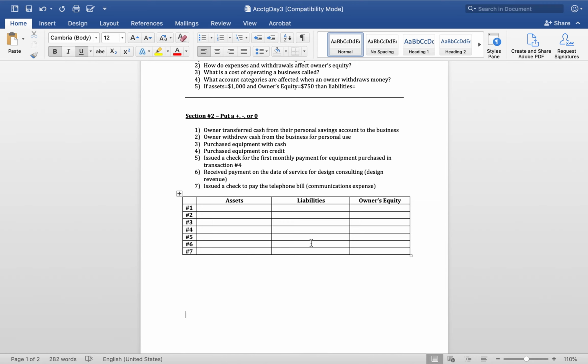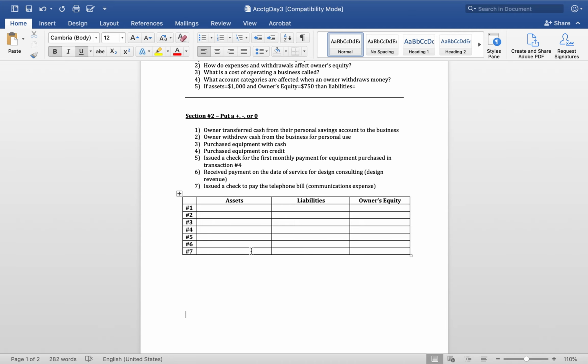We did not pay down any debt, so we are zero for liabilities, and then revenue positively affects owner's equity, so we're plus 0 plus. Plus 0 plus for number 6. Number 7, issued a check to pay for the telephone bill. This is a communications expense, expense of operating our business, cost of operating our business. So we are minus 0 minus.